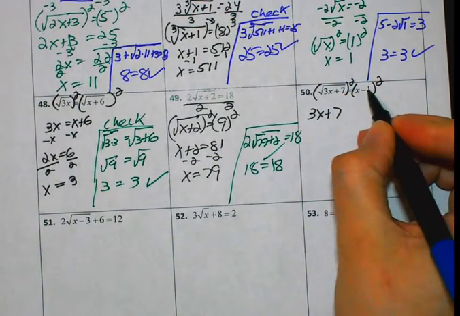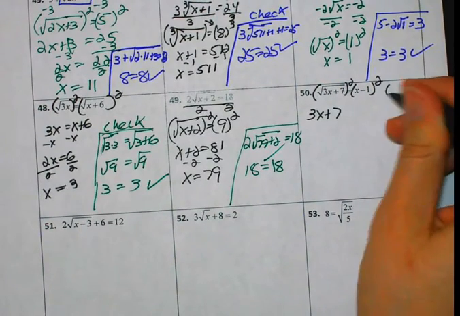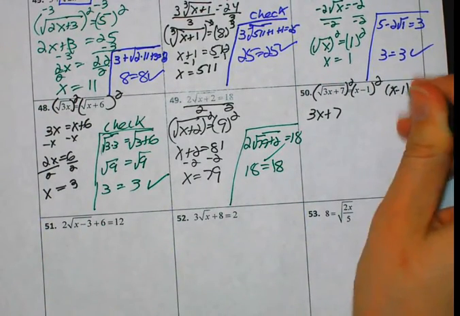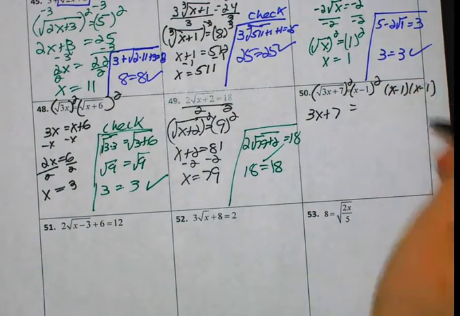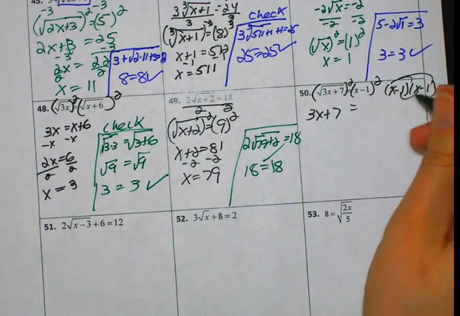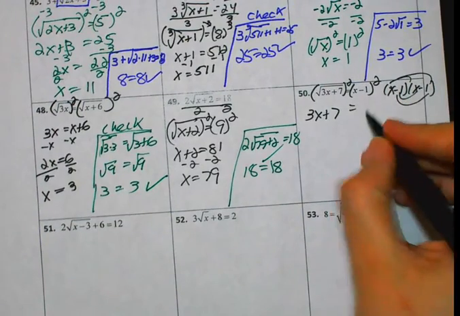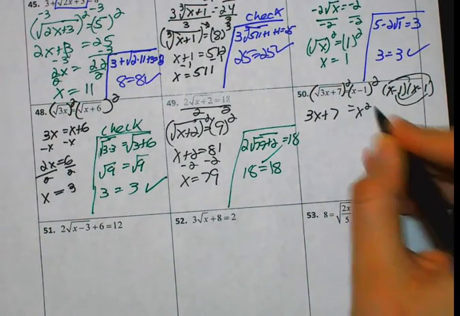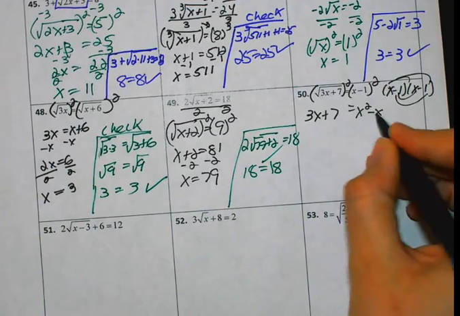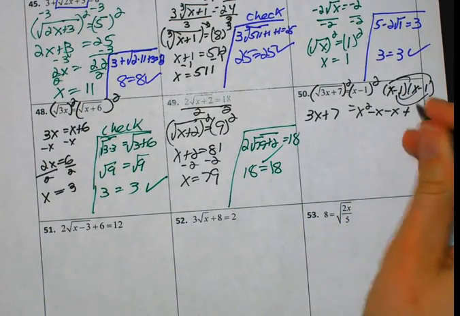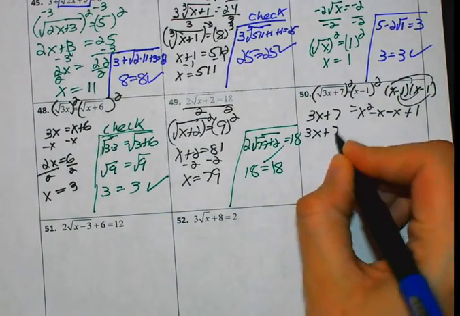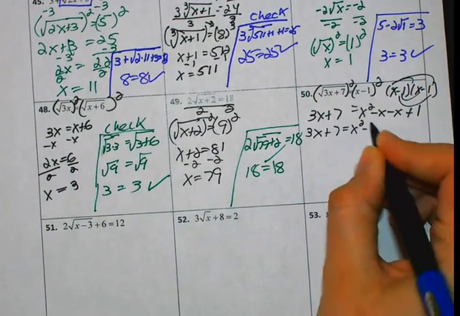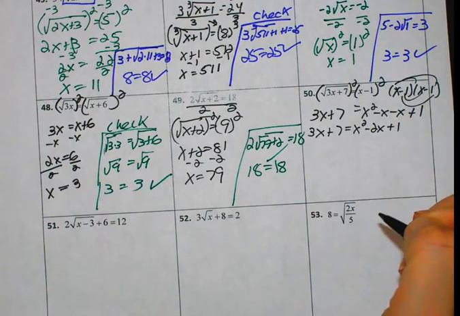Well, x minus 1 squared is the same thing as x minus 1 times x minus 1. So I would have to FOIL this. That's going to give me x squared minus 2x plus 1, so 3x plus 7 equals x squared minus 2x plus 1.